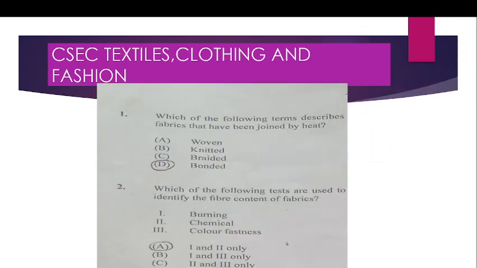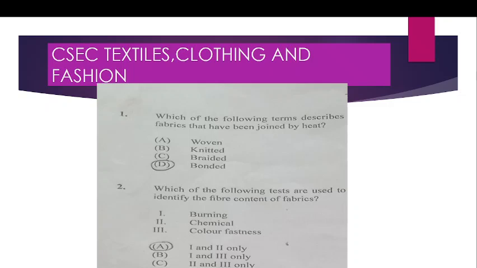Number one reads, which of the following terms describes fabrics that have been joined by heat? The correct answer is bonded. The most suitable answer would have to be bonded. Reason? Bonded is done through mechanical processes. It is done under heat, moisture, and pressure. Whereas woven is done on a loom machine where you have weft yarns and warp yarns being interlaced.